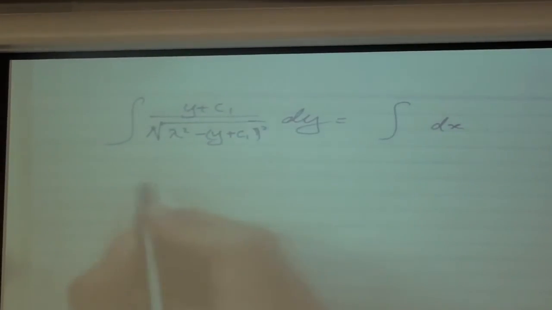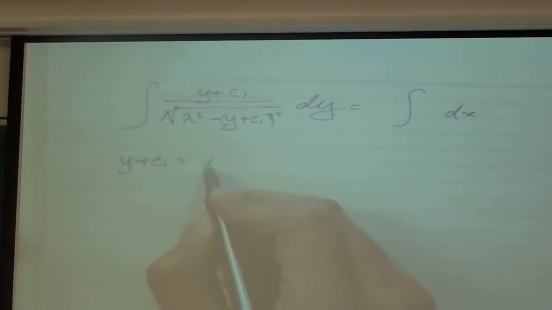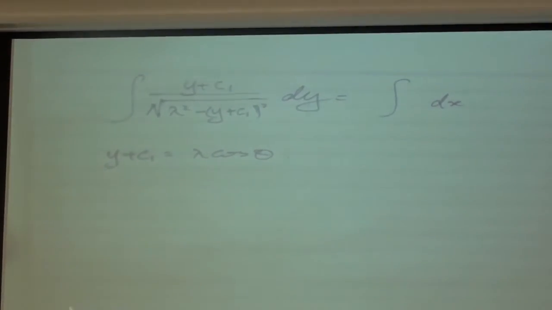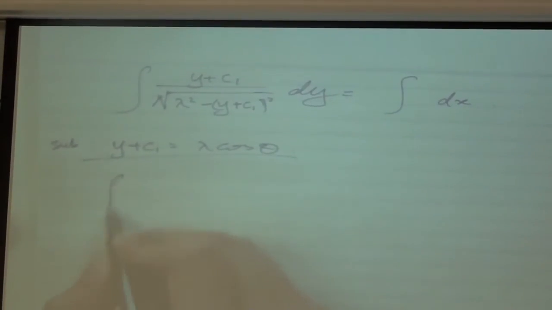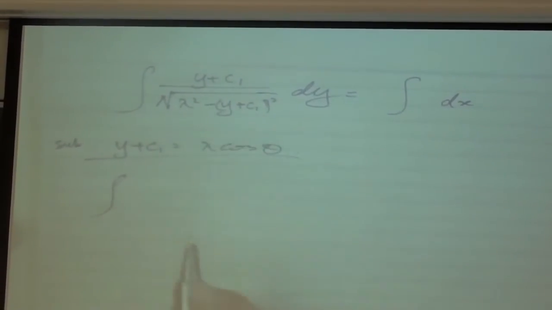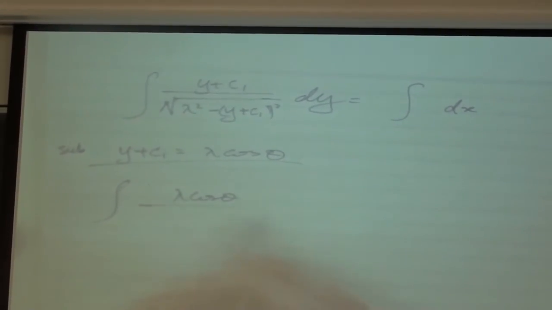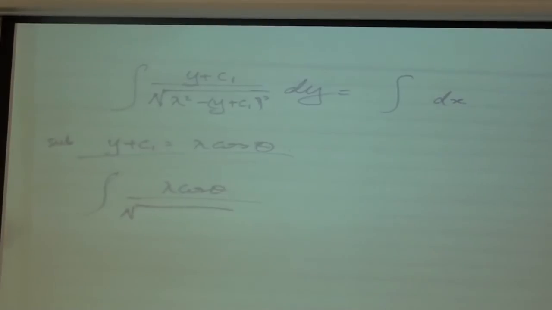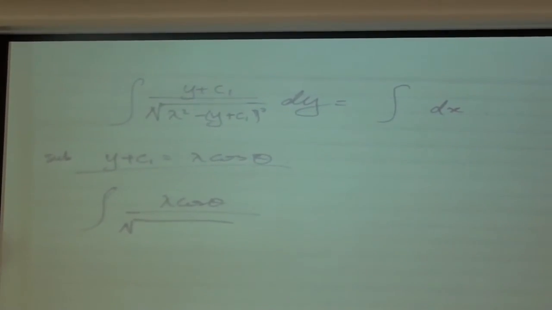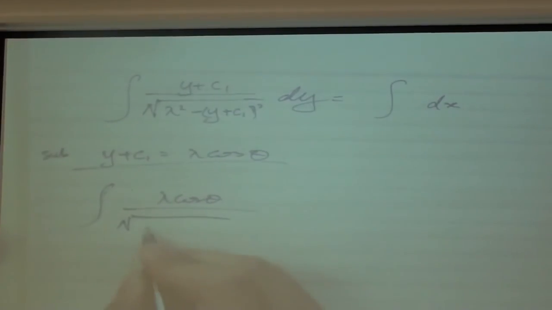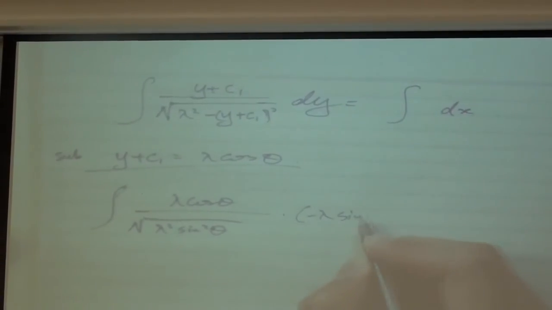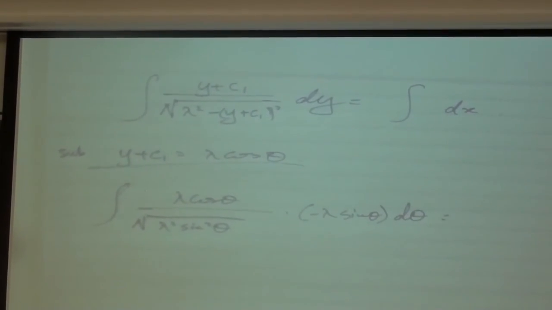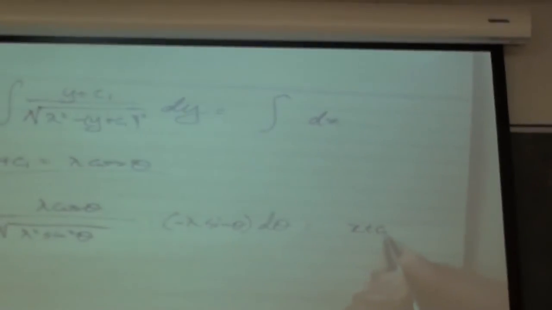Now here we want to solve this equation on the left-hand side, and to do that we make a substitution. Y plus c1 equals lambda cos theta. And if I use this substitution, the left-hand side becomes y plus c1, set that in, lambda cos theta, divided by, the bottom line is lambda square minus lambda square cos square theta. So by the trigonometry identity, this is going to be square root of lambda square sin square theta times minus lambda sin theta d theta. The right hand side is really simple, right? Because that's x plus c2.